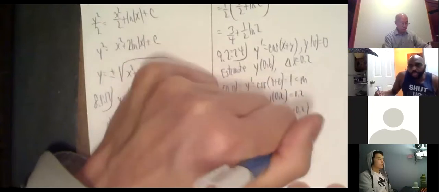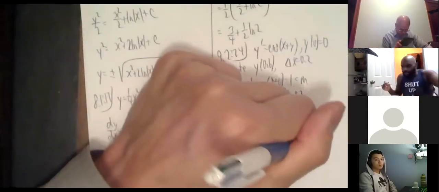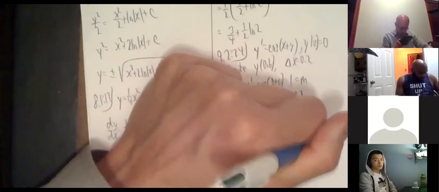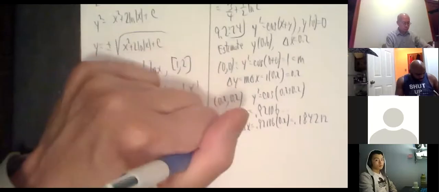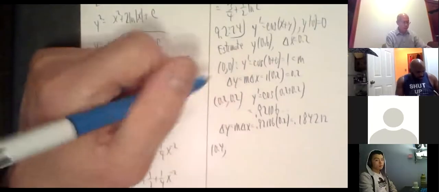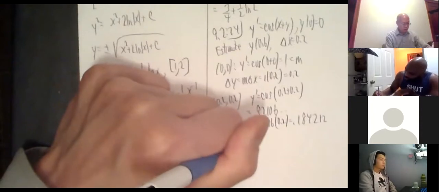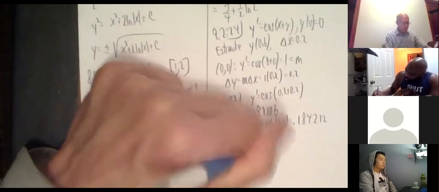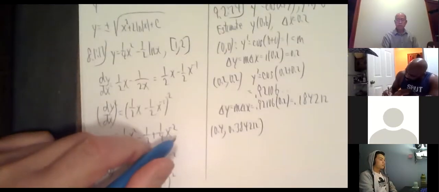Delta y equals m delta x, 0.92106 times 0.2, that's 0.184212 roughly. So I'm at 0.4, 0.384212. And do it one more time.